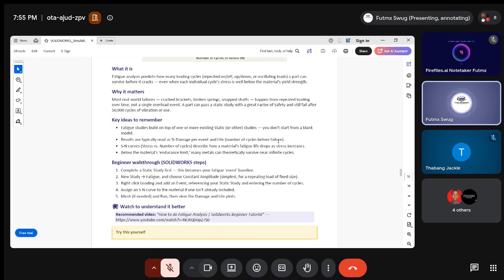So let's say you manufacture a particular product, and there's no way for you to use that product for 10 years to know if that product would last 10 years. But with your fatigue study, you can see, okay, when I apply consistently this amount of load for 5,000 cycles or any other number of cycles, this is what I will get.